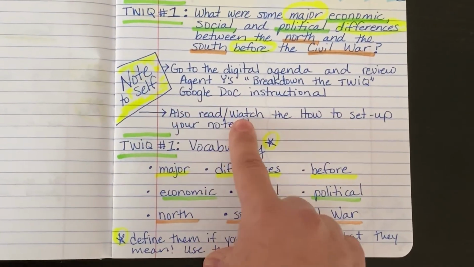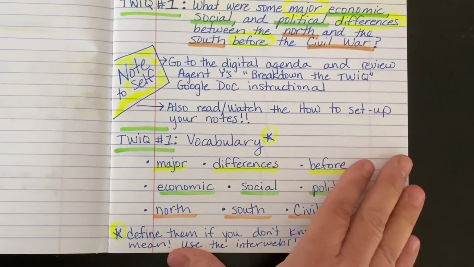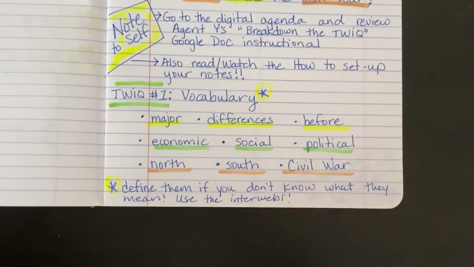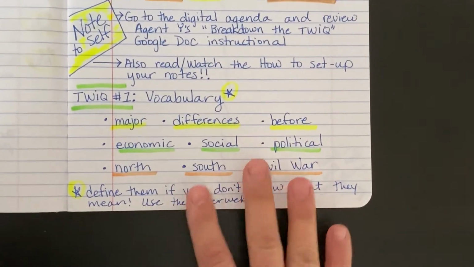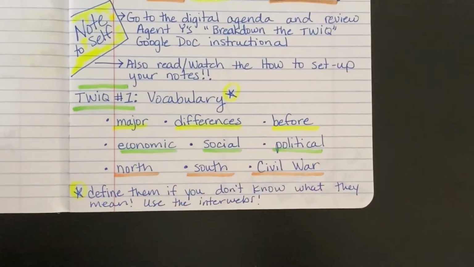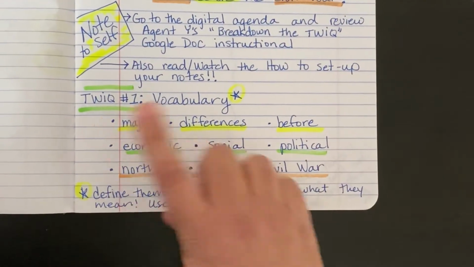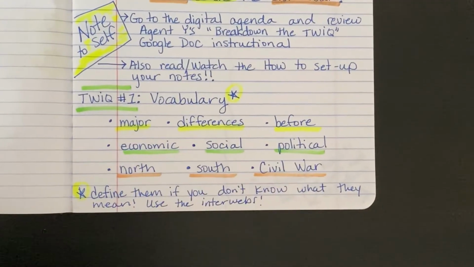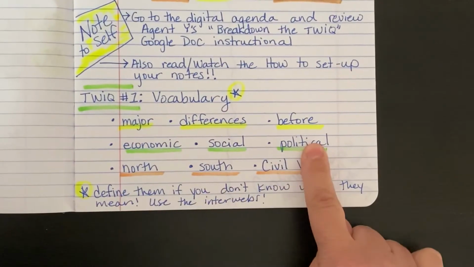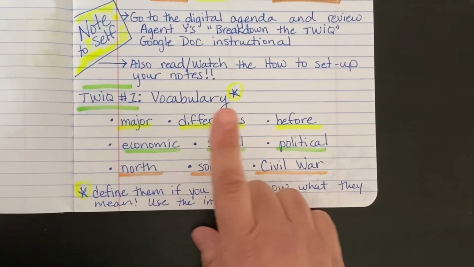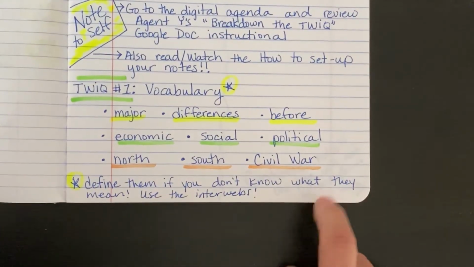Also, read and watch the how to set up your notes, which is what you're doing now. I've also always put the vocabulary down. This is a great way to make sure that you're answering the question fully. If you don't answer the question fully, you might leave something out. Let's say you only talk about economics, you only talk about social and so forth, or you only pick two. You need to speak about all three categories in order to answer the question fully. If you don't know the words, of course, define them.